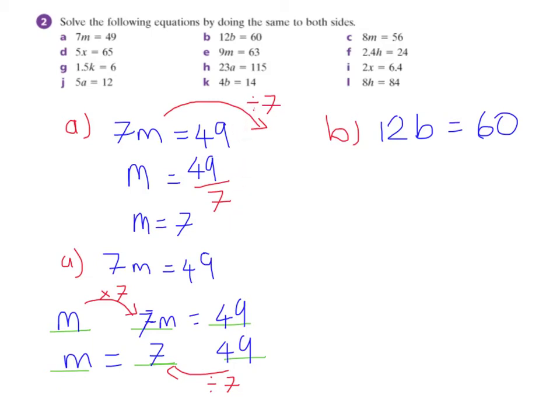Okay, so let's have a look at this one. This is 12b. What does that mean? 12b means 12 times b. When I take that over to the opposite side of the equals, it's got to be a divide by 12. So 12 divided by 12 is 1, so I'm left with 1b. So that's how I get that on that side.